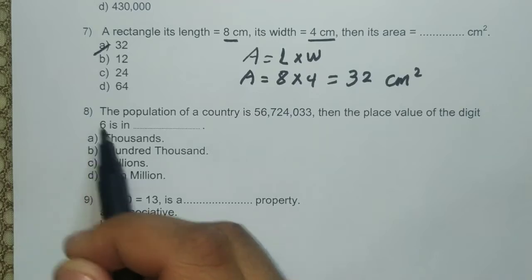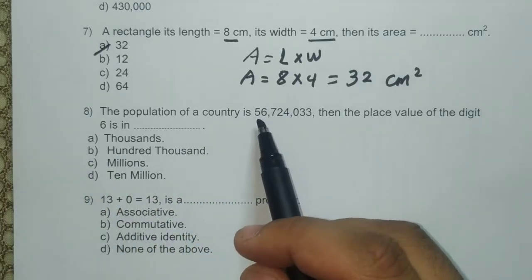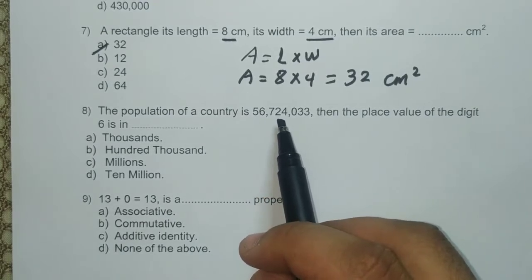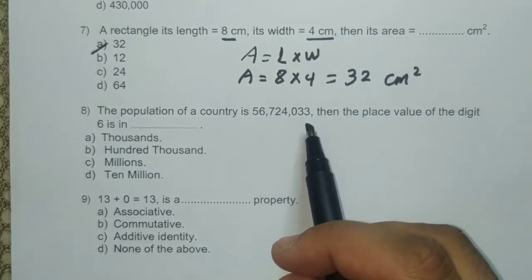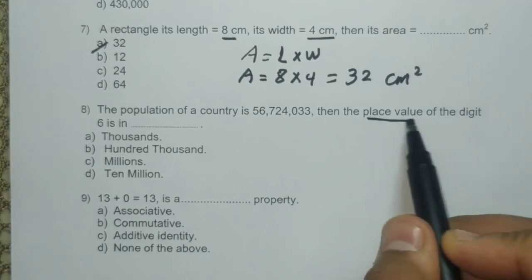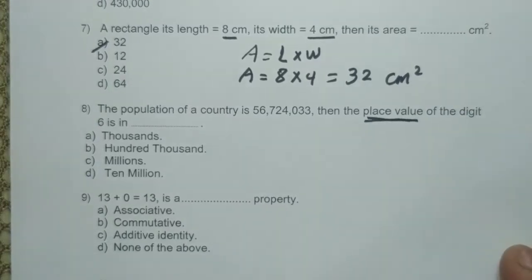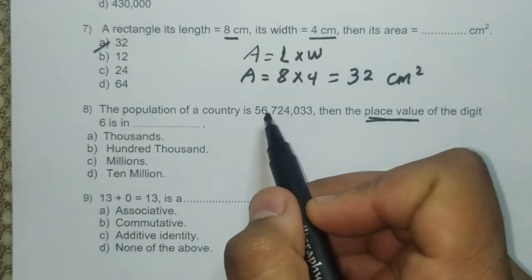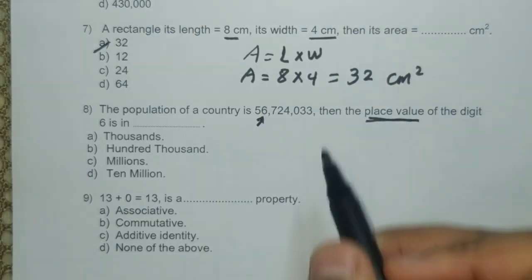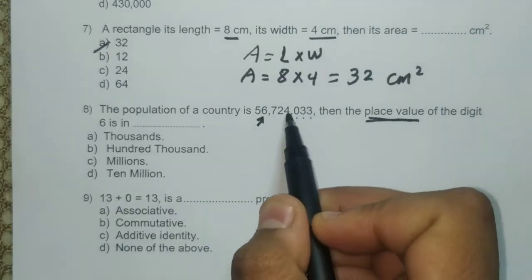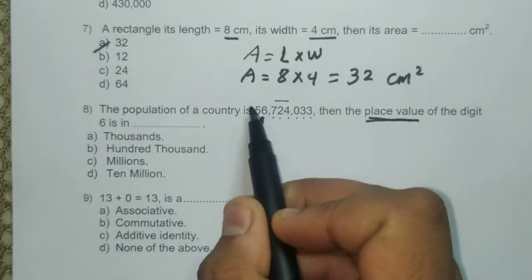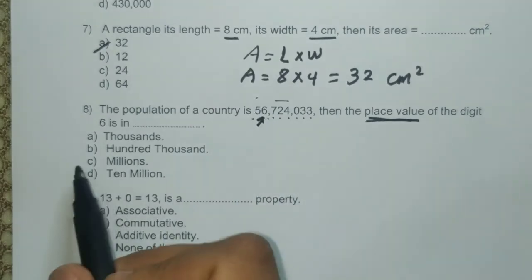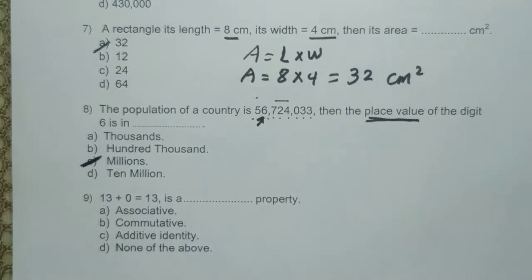Another example: the population of a country is 56,742,033. Then the place value of the digit 6 in 6 here. 6 is in ones, tens, hundreds, thousands, ten thousands, hundred thousands, millions. So it is in 1 million, so it will just be millions.